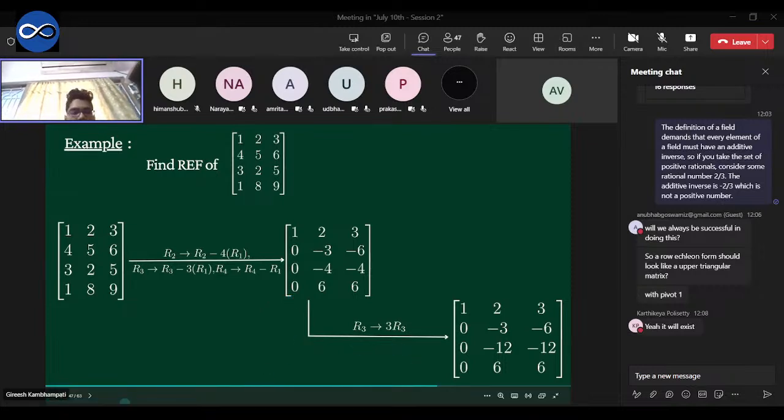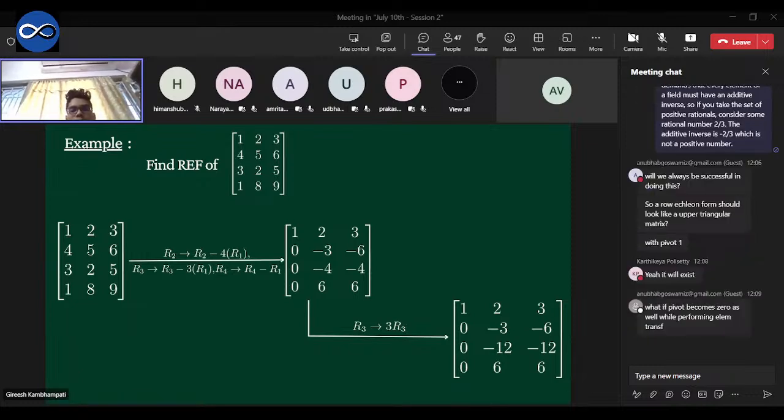Now after making the first element of every row except the first row 0, the first row has no zeros and the second row has one 0. So the number of zeros has increased from the first row to the second row. Now the number of zeros should increase from the second row to the third row also in row echelon form. So we have to get 2 zeros in the third row.